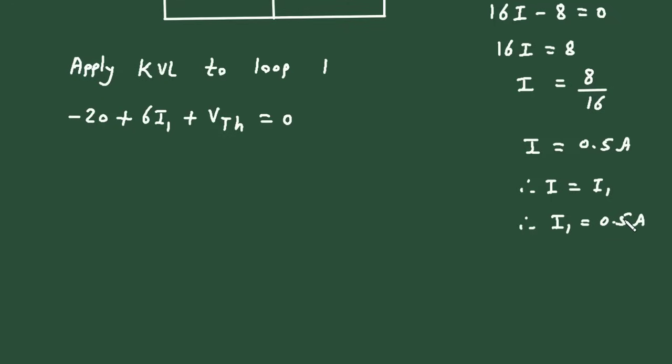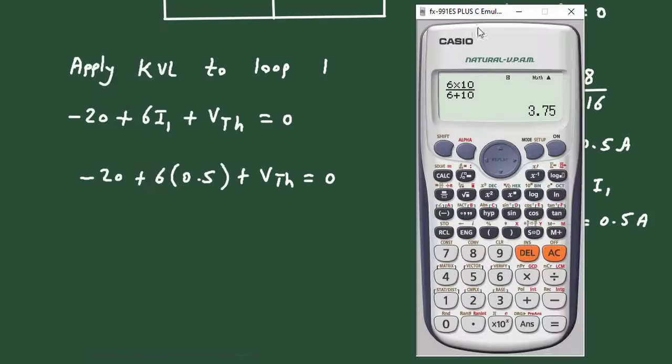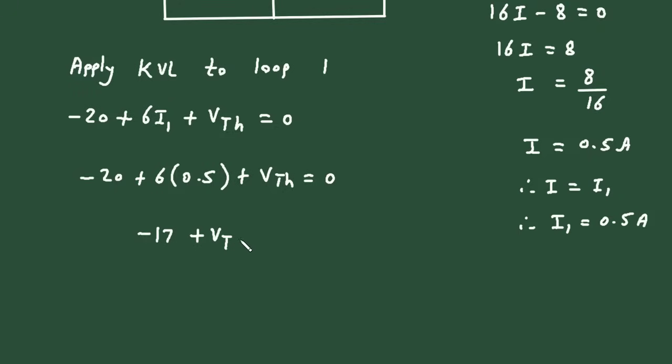So let's substitute this value 0.5 ampere here. So it will be minus 20 plus 6 into 0.5, then plus VTH is equal to 0. So let's solve this. Minus 20 plus 6 multiplied by 0.5 is minus 17. Minus 17 plus VTH is equal to 0. Therefore VTH is equal to 17 volts.